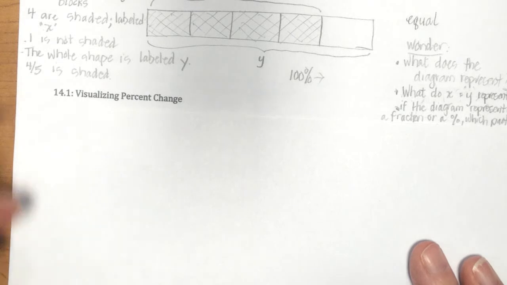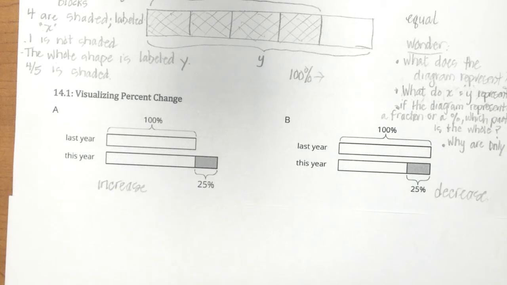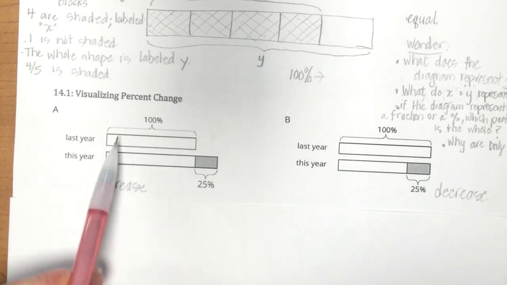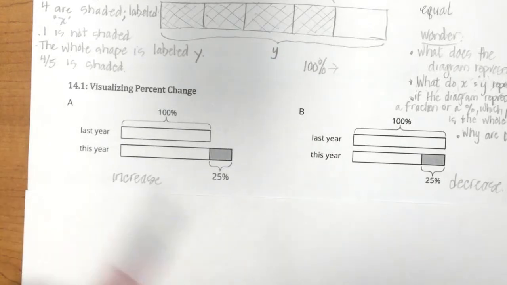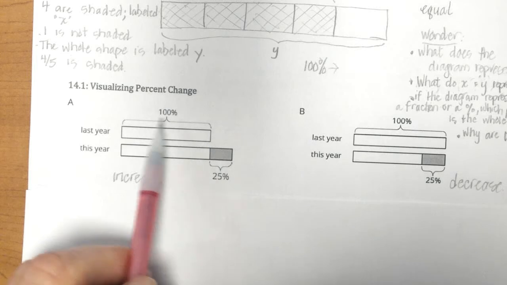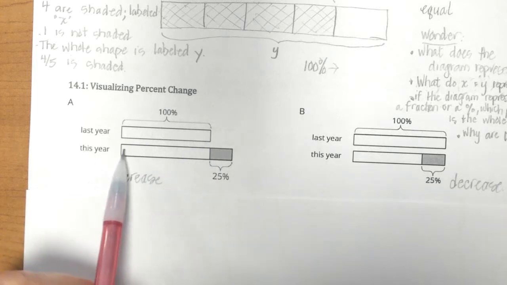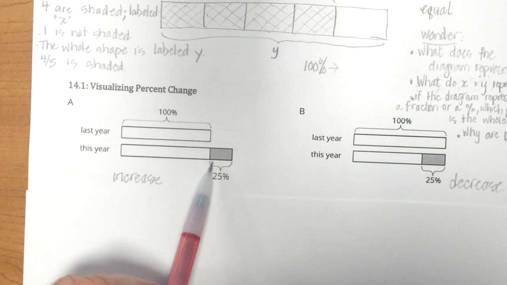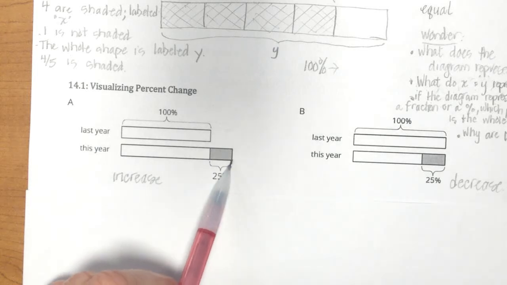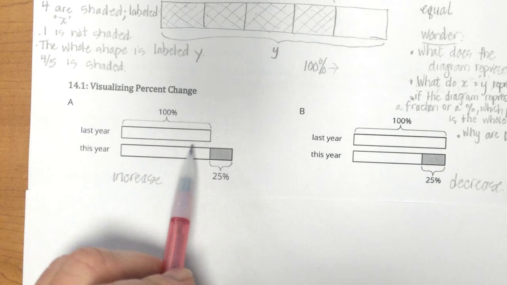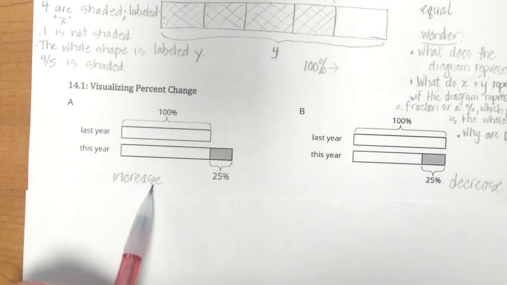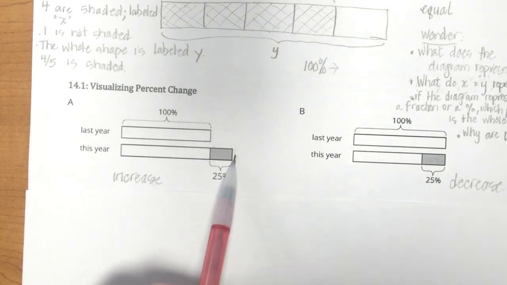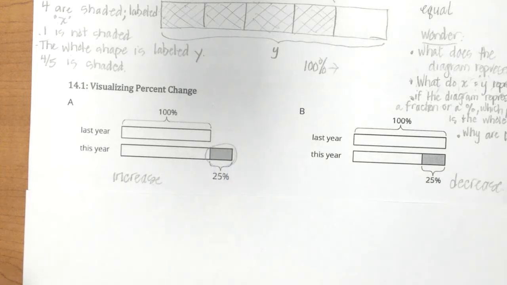So we're going to move on to this next section, which is on visualizing percent change. And I'm going to make mention of these 2 diagrams. We have A and B. And I'm going to take a look at A, and I know that it says last year is 100%, and I can see here that this is the 100% right here, and that there's this 25% that were added on. So if I look at just A, I know that if this was last year and this was this year, that there's been an increase, and that increase is shown with that 25%.